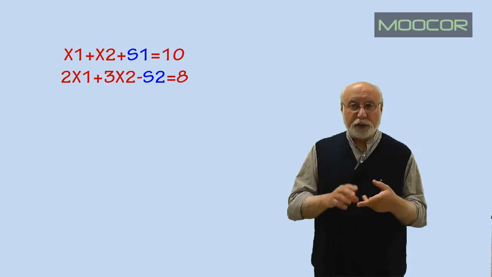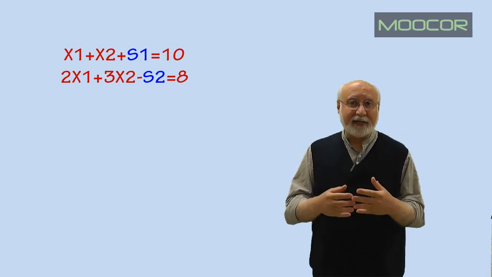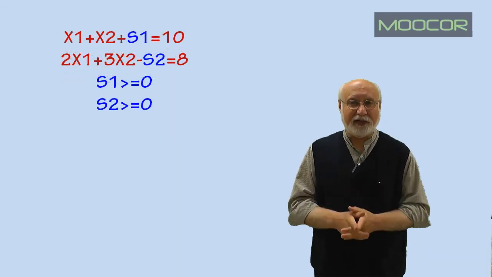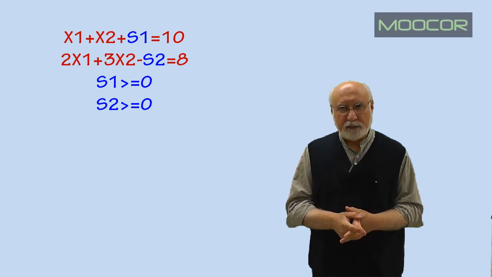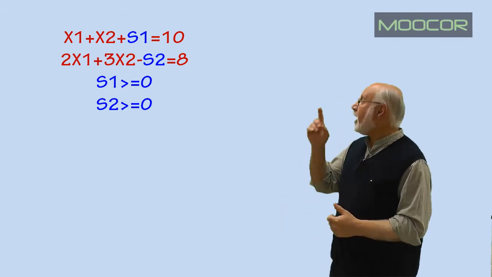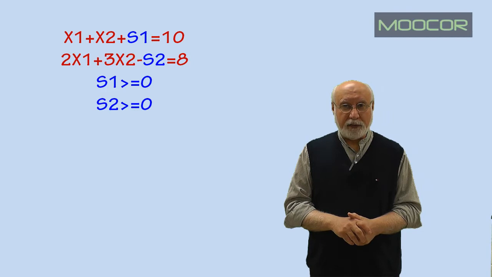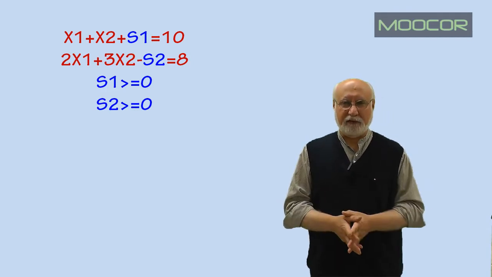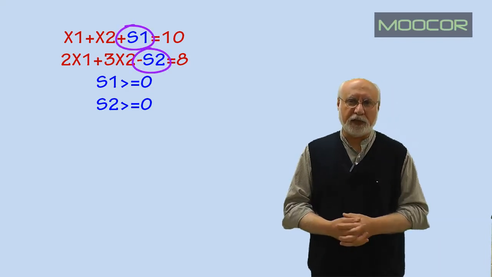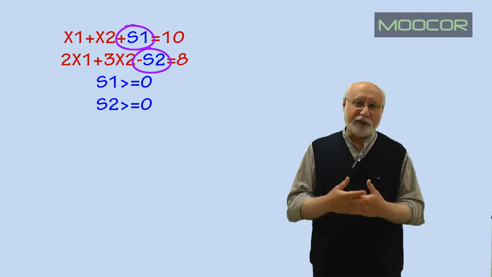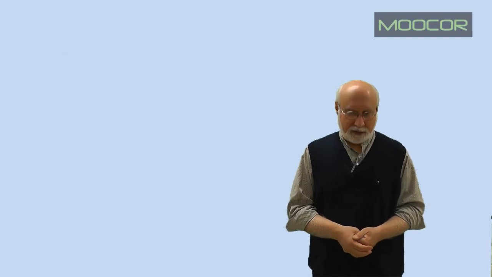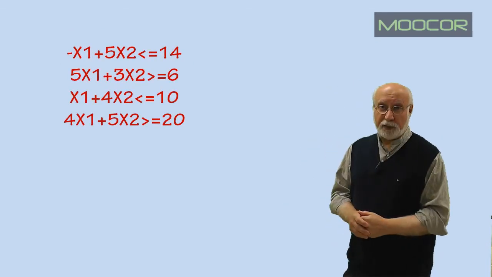Remember, s1, s2, and all these variables that we are adding, slack variables or surplus variables, have to be greater than or equal to 0. Otherwise, you cannot make your cases. When we are adding a variable, we call that a slack variable. When we are subtracting, we call that a surplus variable. I usually refer to all of them as slack, but those are the correct terminologies. And this is an example.